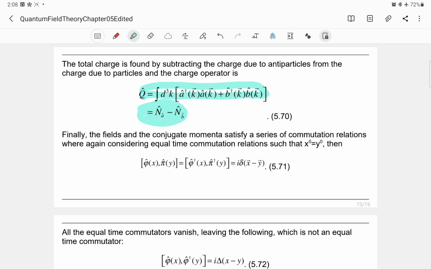So finally, the field and the conjugate momenta satisfy a series of commutation relations. We're again considering equal time relations such that x0 and y0 are the same. Then you have your commutation relation for phi(x), pi(y). This is the field and momentum commutation relation for both. For the combination of particles and antiparticles it is just that one. This is the same as what we had.